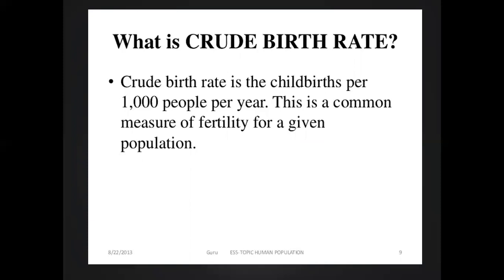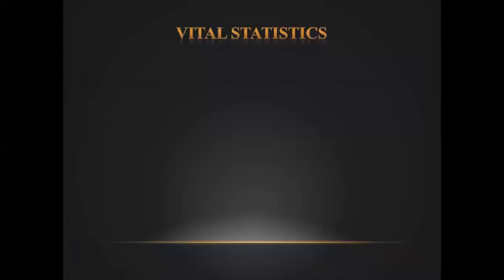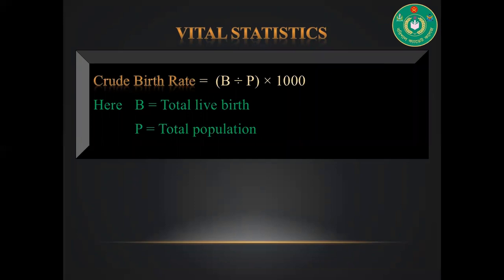Dear cadets, what is crude birth rate? Crude birth rate is the child births per 1,000 people per year. This is a common measure of fertility for a given population. Crude birth rate equals B divided by P, times 1,000. Here B equals total births, P equals total population.